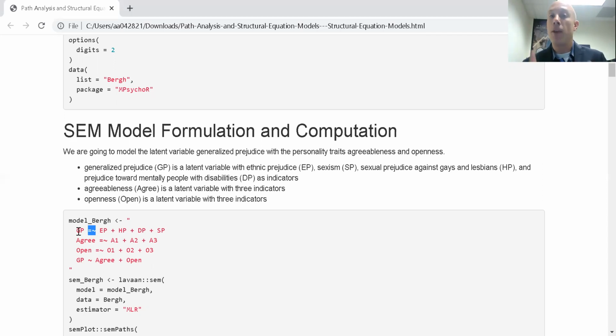The left-hand side is a factor, a latent variable. The right-hand side are observed indicators. When I see a single tilde, that means it's regression. If I see a double tilde, then we're talking about covariance. We're going to use the same function as always from the lavaan package. Lavaan stands for latent variable analysis. The model is the one that we specified up here, we're using the data set that we've already loaded, and we're going to use the MLR estimator.